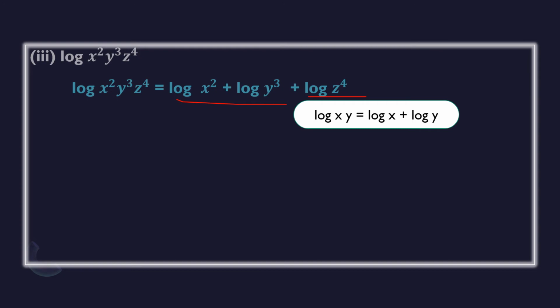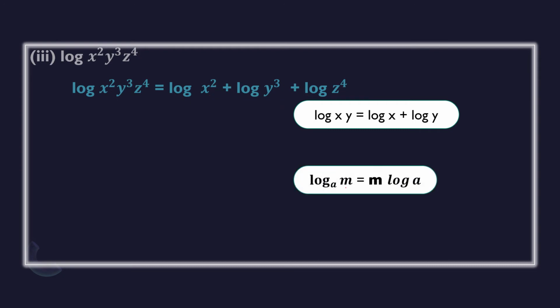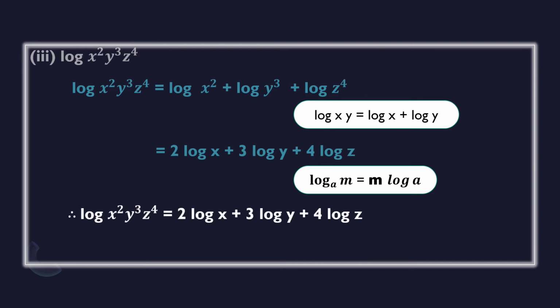Here again it is in terms of power. Whenever power is there, there is one formula: log m base a equals m log a. The power will be sent to the front, so this m will be sent to the front, giving m log a. So 2 will go front, 3 will go front, 4 will go front. He asked only to expand, so we expanded. This is finished. So we can write log x square y cube z power 4 equals 2 log x plus 3 log y plus 4 log z. We expanded and wrote it here. There is no formula to be used further, so we stopped here. This is your expansion for this problem.